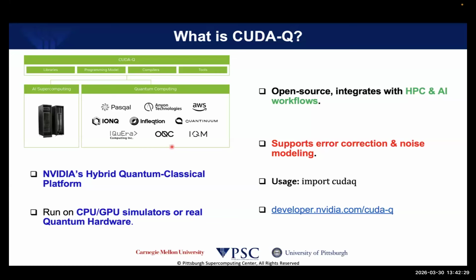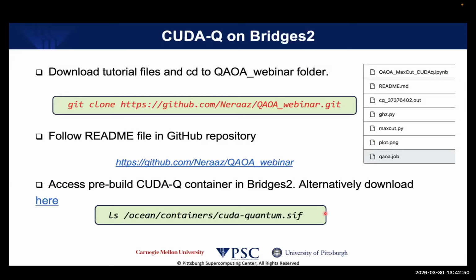It is open source and easily integrates with HPC and AI workflows. It also supports error correction and noise modeling. And using this is very simple. You simply import cudaq, and then you can use other methods or functions from this CUDA-Q module. And in detail, you can visit this link.